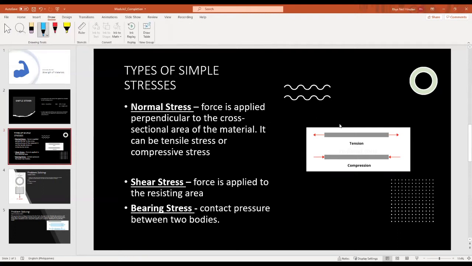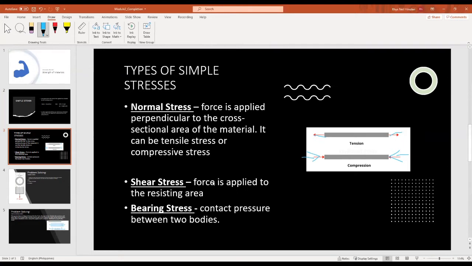This bar is in tension since it has outward forces on both ends, away from the body of the bar, which tends to elongate the material. While in a bar in compression, the forces are inward, so the tendency is that the material will shrink because of the compressive force.